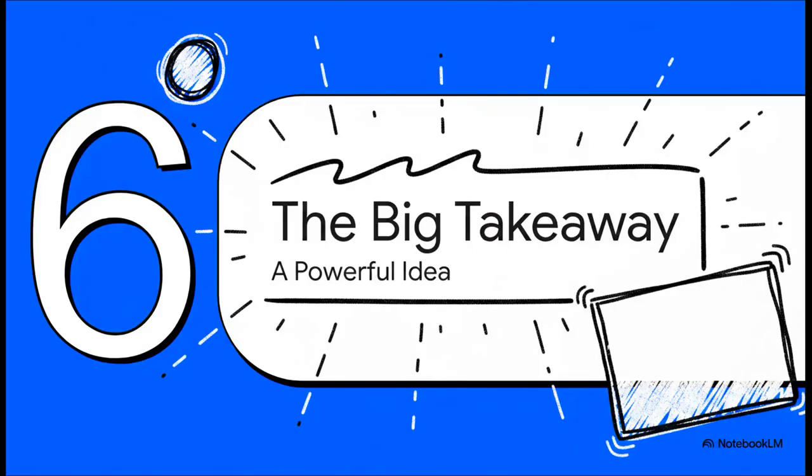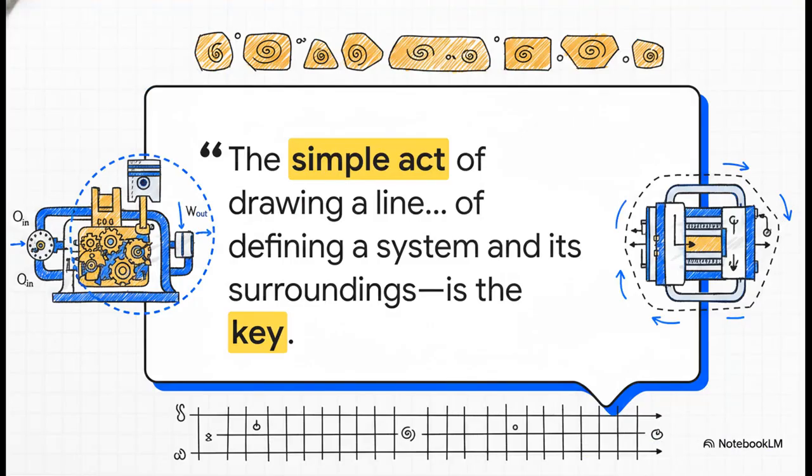Okay, let's pull all of this together now. In Section 6, the big takeaway. Why is this seemingly simple idea, just drawing a line, one of the most powerful concepts in all of science? It's because of this one deep insight. The physics of any situation, the answer you get, the understanding you walk away with, it depends entirely on where you, the scientist, decide to draw the line. Choosing your system, it's not just the first step. It is the very act that defines the problem itself.